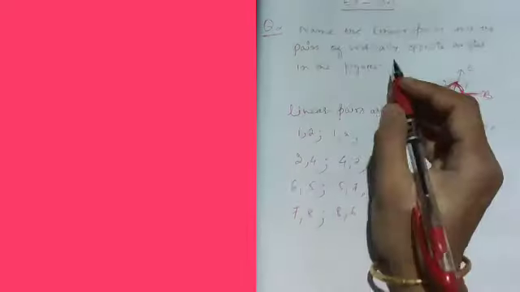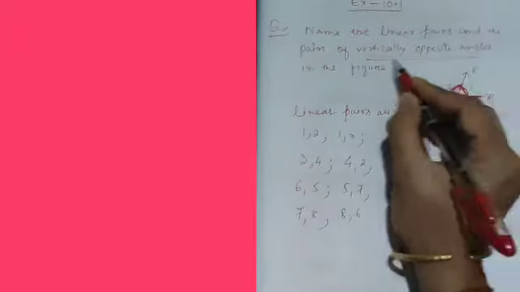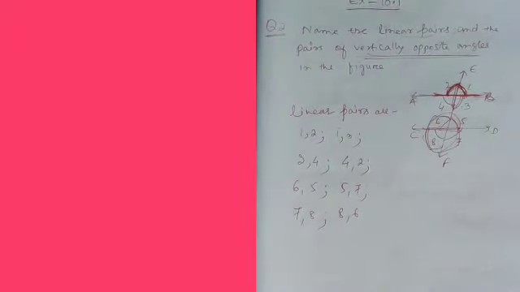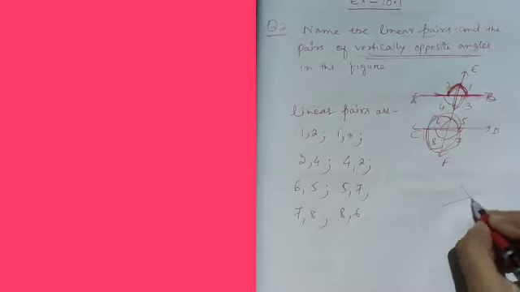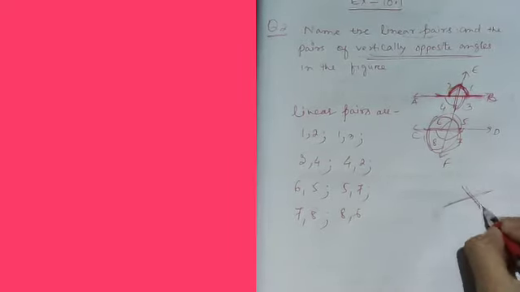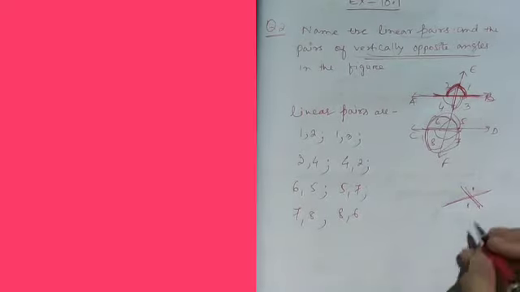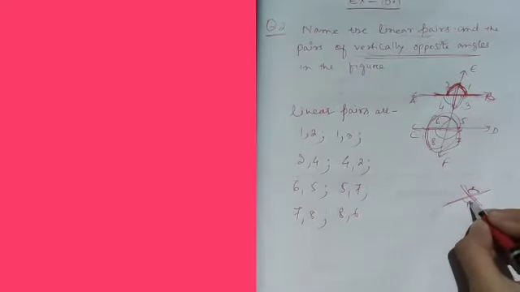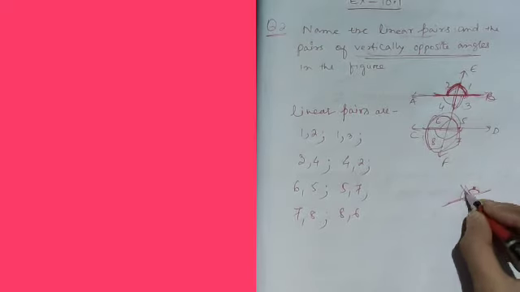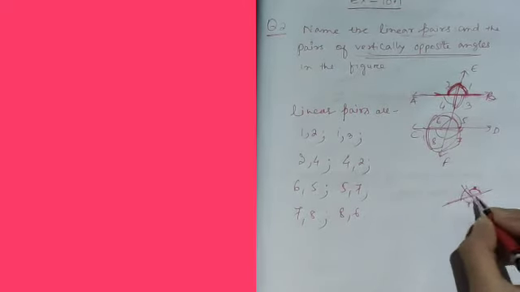Now the next is vertically opposite angles. Vertically opposite angles means when two lines intersect, the opposite angles are known as vertically opposite angles. So this angle and this angle, these two angles are vertically opposite. This angle and this angle, these two are vertically opposite.